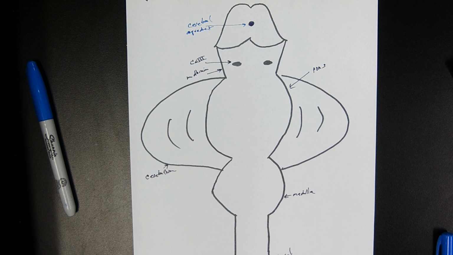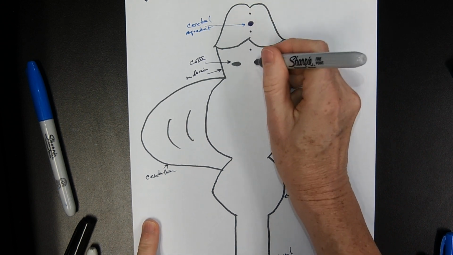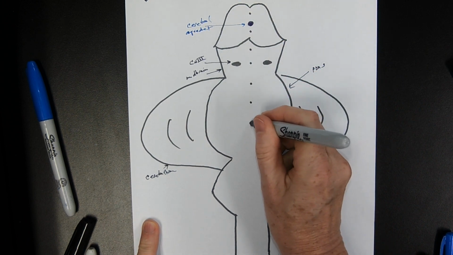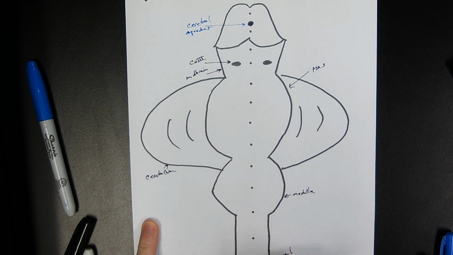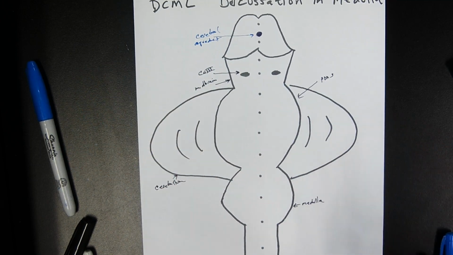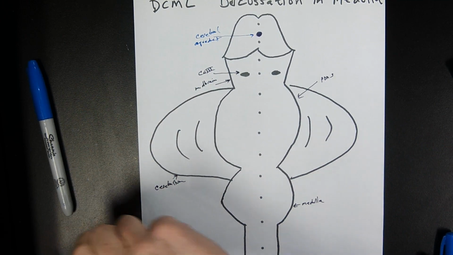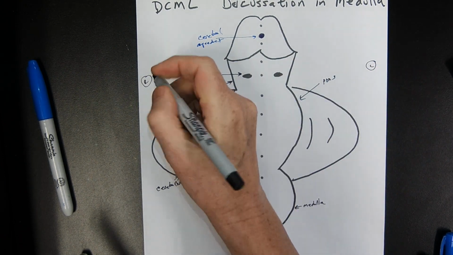I'm going to try and keep consistent with my colors if I can. So the fasciculus gracilis, let's go ahead and label. I always like to draw dots right down the middle so we can see that decussation really clearly. Okay, so this would be the right side of the body, and this would be the left side of the body. The cerebellum's in the back.